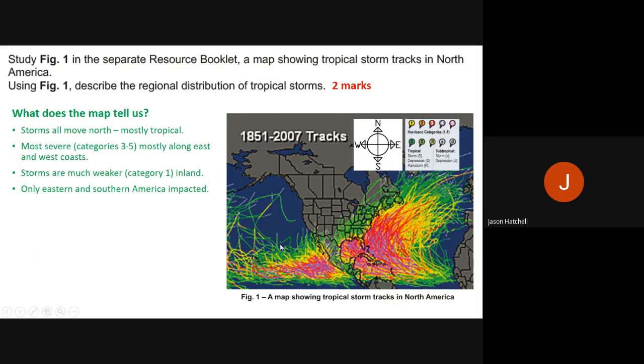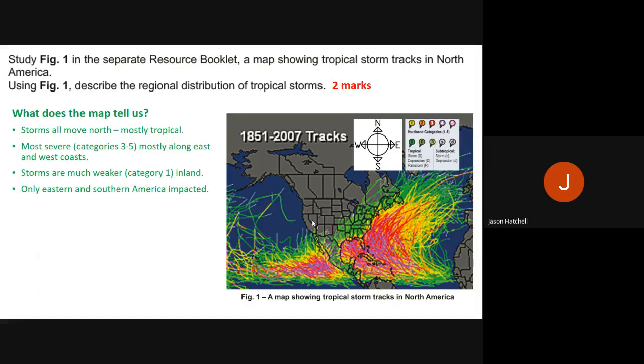And finally, we can also see that it's only the eastern and southern parts of America that are actually impacted by these storms. The rest of the USA is largely not impacted, particularly the north and west. So that's everything that this map has told us. There's no knowledge there that I have gained apart from this map. So what do you then do for your answer?